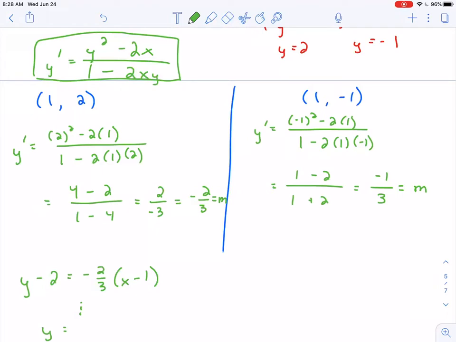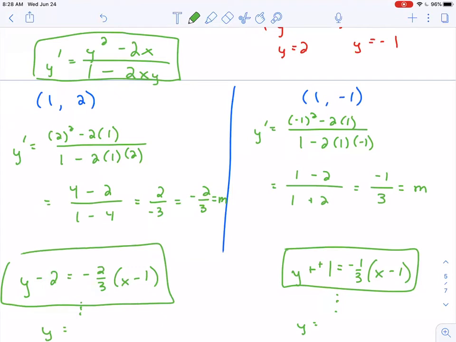So I've got my point, I've got my slope, I've got everything I need. I can write the equation of my tangent line. I'll have y minus my y coordinate, which is negative 1, so we'll write that as y plus 1, equals m, that's negative 1/3, times x minus my x coordinate of 1. And then again, you would take this and solve it for y. But essentially, these are the equations of my tangent lines.